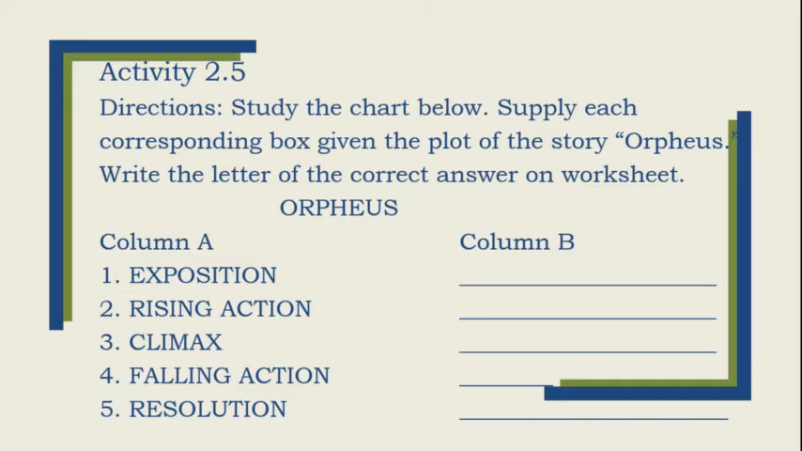Great job! Let's proceed to activity 2.5. Study the chart below and supply the corresponding box with the given plot of the story Orpheus. Write the letter of the correct answer on the worksheet. For column A, you write exposition, rising action, climax, falling action, and resolution. These are the parts of the plot. And on the opposite side, you're going to write the plot of the story Orpheus. That's in column B.